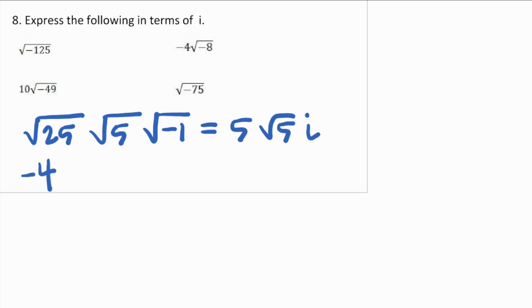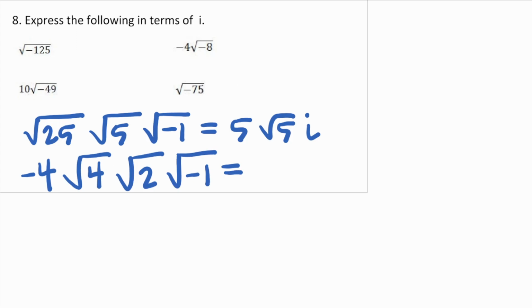And for square root of -8, I think about, okay, what are the factors of 8 that are perfect squares? And I'm thinking of 4. So I'm going to say it's 4 times 2 and the -1. Okay. So the square root of 4 is 2. -4 times 2 would be -8. Square root of 2 multiplied by i.